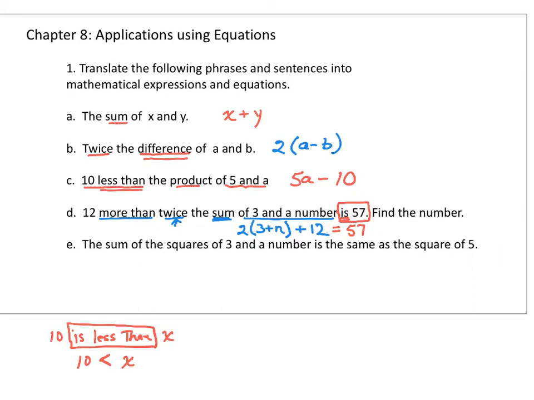Now, if we have to find the number, we would solve that equation. And to solve that equation, you would do the following: distribute the 2. So you'd have 6 plus 2n plus 12. You could combine like terms, like the 6 and the 12. So you'd have 2n plus 18. Then you could subtract 18 from both sides. I'm going to have to subtract 18. So that would be 39.